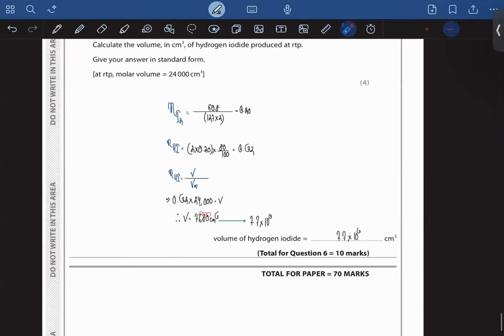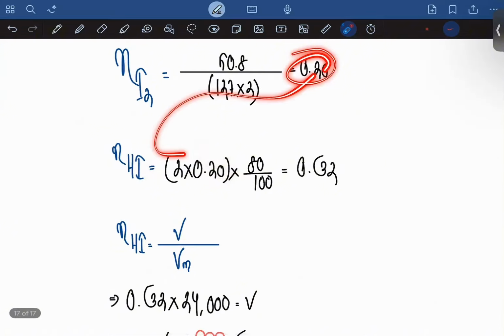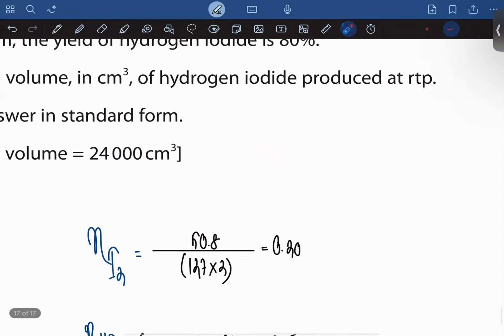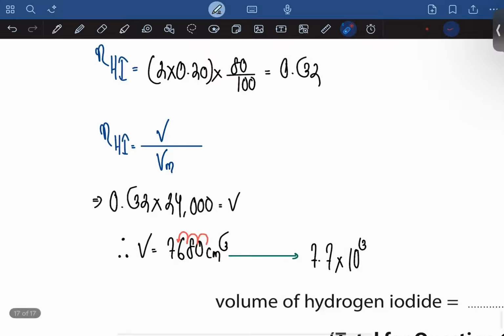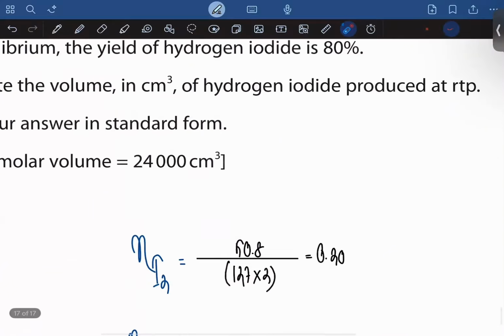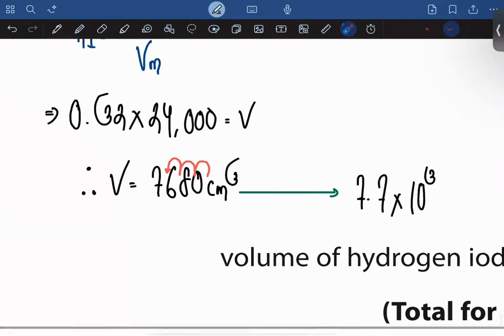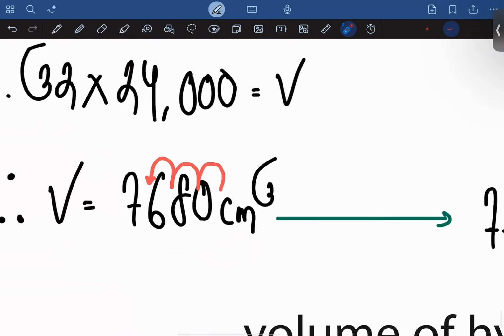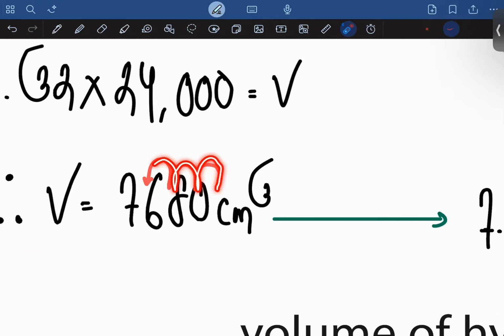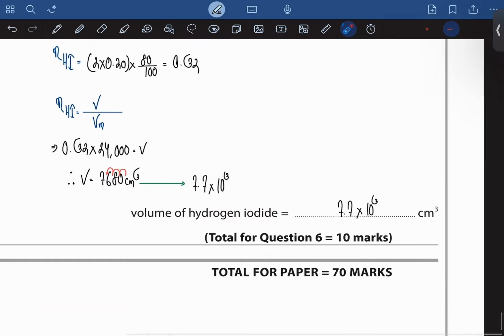Let's just take a look at it. Moles of HI is going to be 2 times the moles of iodine times 80%, because it says that the equilibrium yield is 80%, not 100%. Now if you have these moles and you have the molar volume, that is 24,000, you could easily find the volume of HI. You have to write the answer in standard form. So 7.68 times 10 to the power 3 should be the answer, or 7.7.